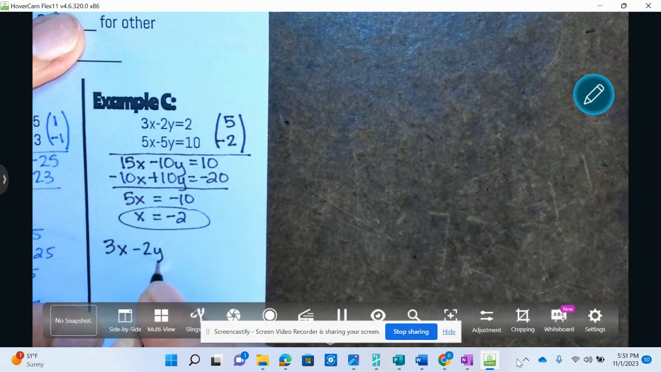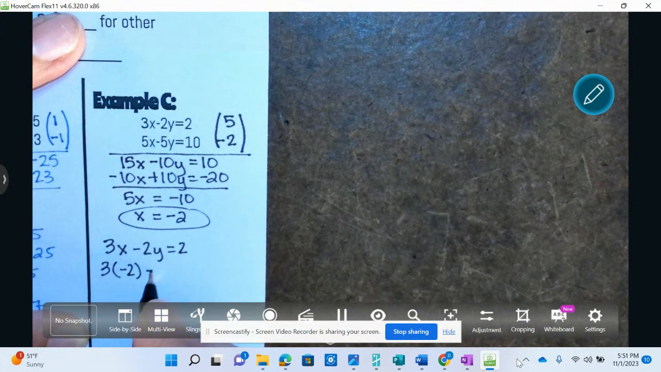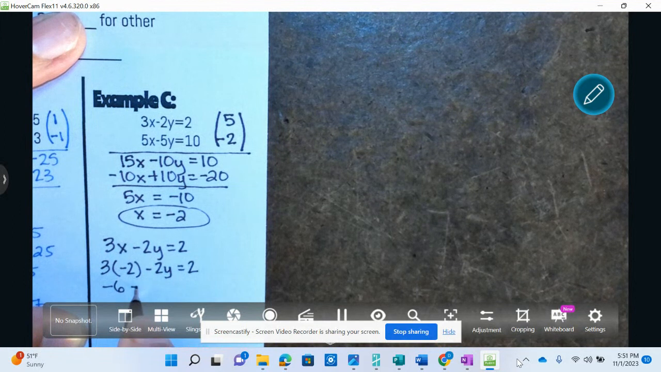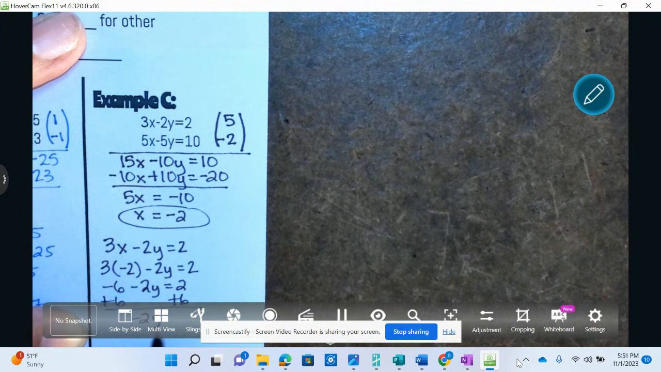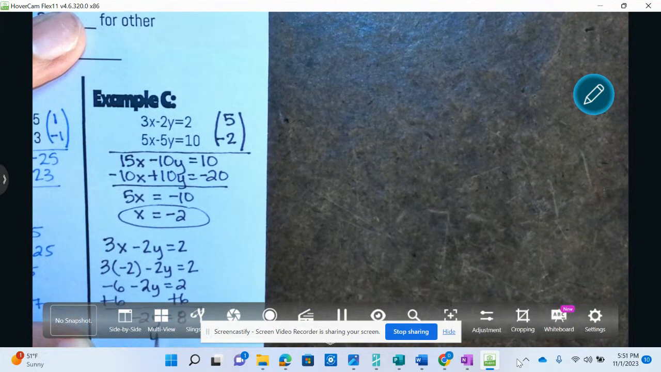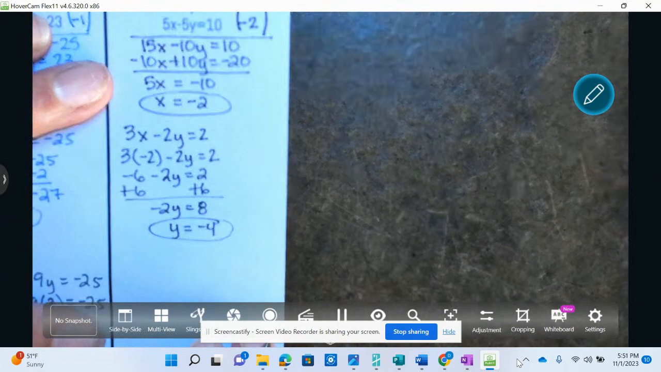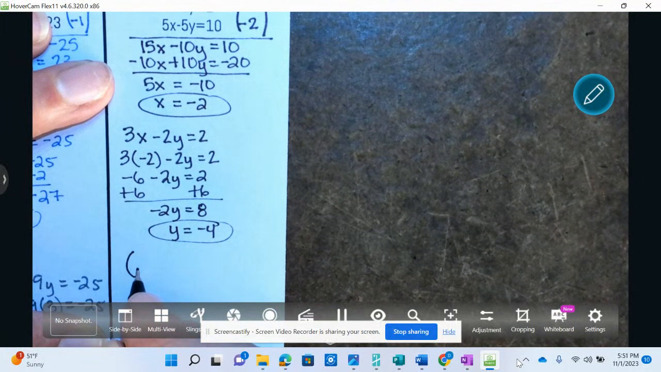3x minus 2y equals 2. 3 times x, which is negative 2, minus 2y equals 2. Negative 6 minus 2y equals 2. Add 6 to both sides. Negative 2y equals 8, which means y equals negative 4. So my solution, whoops, sorry, you couldn't see that. I'm going to pause for a second. So my solution is the ordered pair negative 2, negative 4.